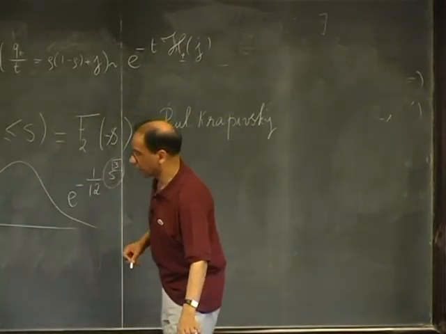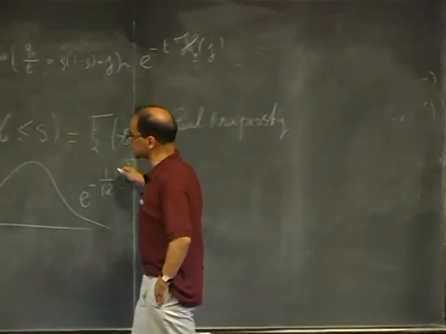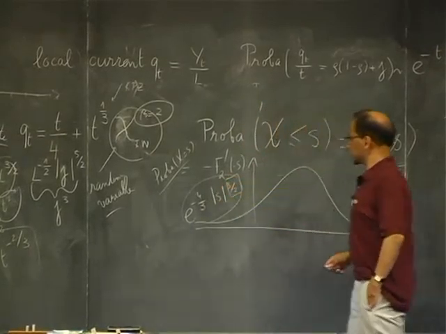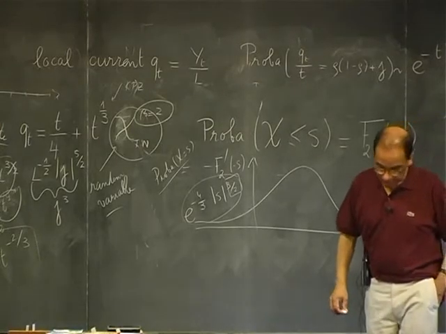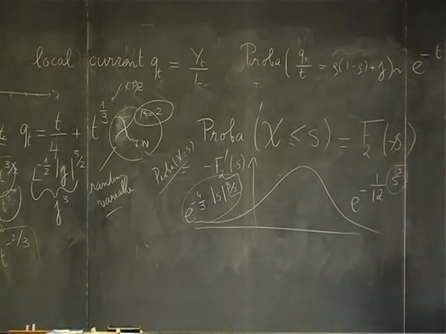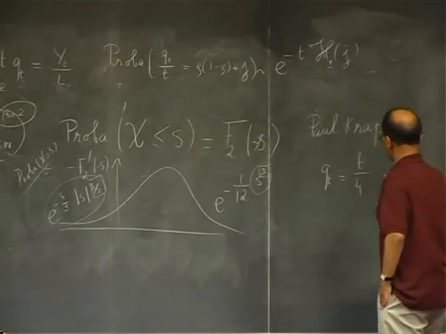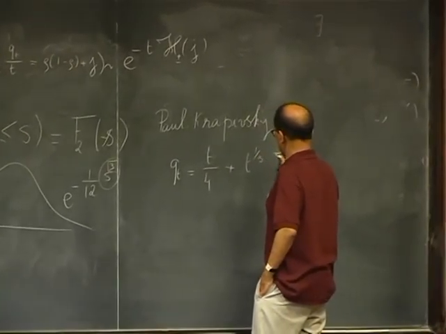And the argument is the following. How can we understand the exponential s cube and the exponential minus s cube 3 over 2 just by physical reasoning? So I recall to you that the current through the first bond is given by t over 4 plus t one-third times psi.